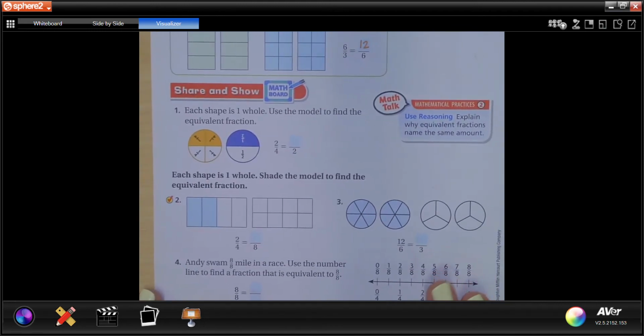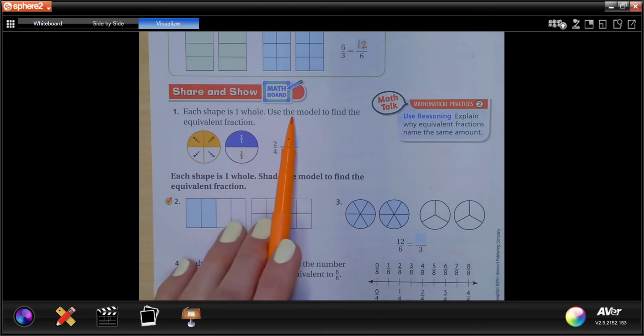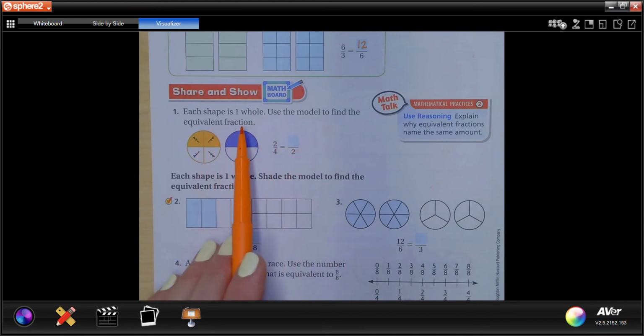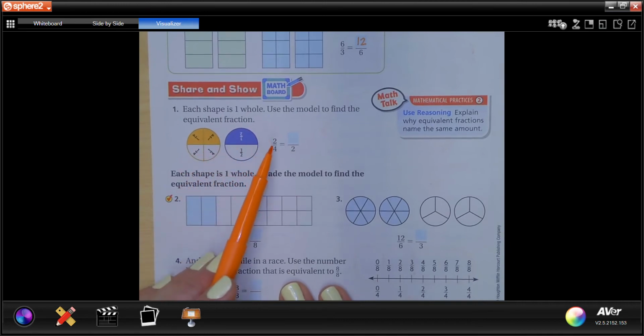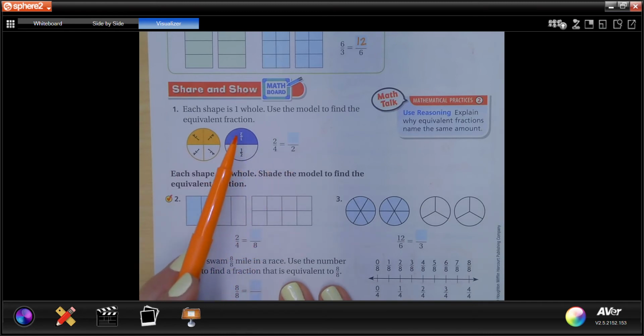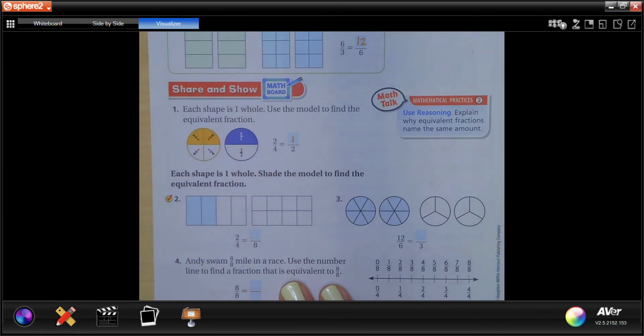Share and show. Each shape is one whole. Use the model to find the equivalent fraction. Okay, so 2/4, this is 2 out of 4 shaded, is equal to how many out of halves? Well, there's 2 halves. How many are shaded? 1. So 2/4 is equivalent to 1/2.